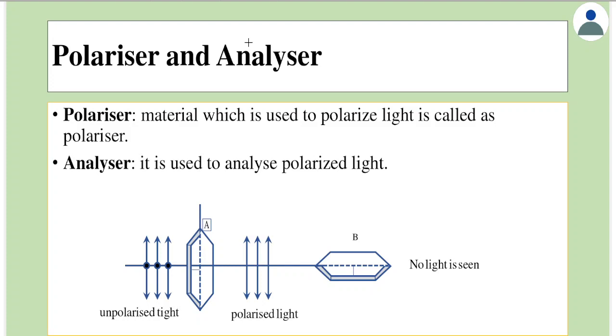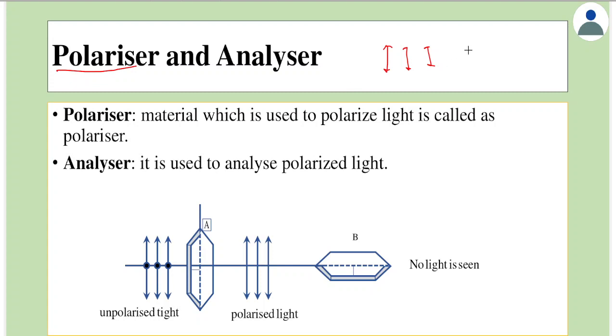Let us look at some basic definitions. The first definition is called a polarizer. We saw earlier that the phenomenon in which the electric field vectors are confined to one plane is called polarization. Now this confinement may happen naturally or by some other method. If it is done by man, then we can do it in two ways.